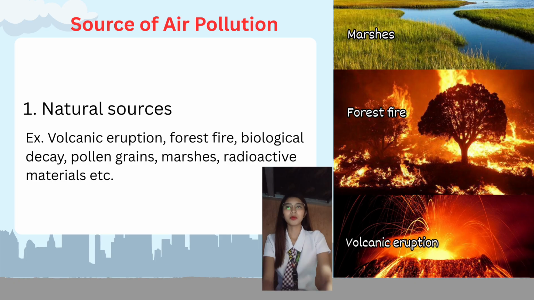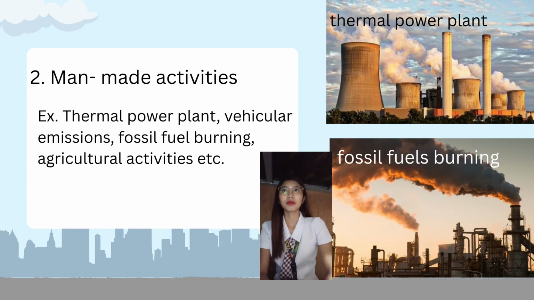Sources of air pollution. Number one is natural sources. Examples are volcanic eruptions, forest fires, biological decay, pollen grains, marshes, radioactive materials, etc. Second is man-made activity. Examples are thermal power plants, vehicular emissions, fossil fuel burning, agriculture activities, etc.